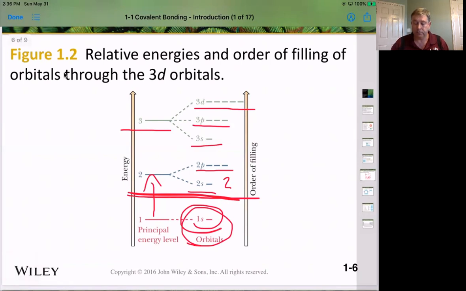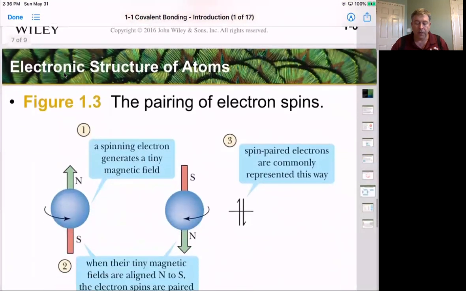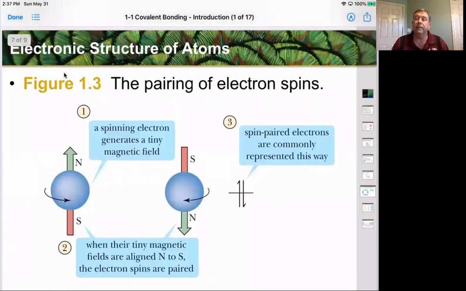Another thing we need to think about is that electrons always fill from the bottom up. However, electrons are spinning, and when things spin and have an electric charge, that creates a small magnetic field. Just like our planet, when it's spinning, creates a magnetic field, electrons have that magnetic field too.